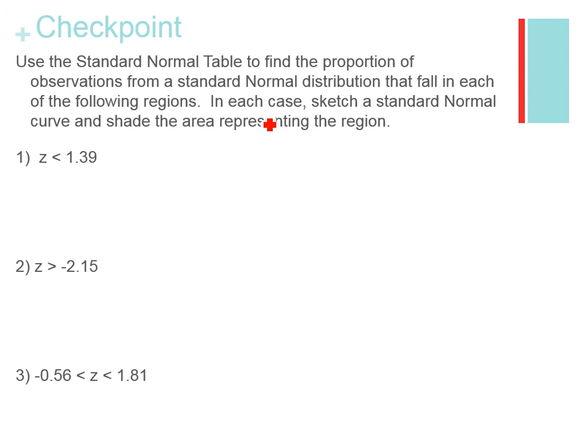So why don't you take a moment and try to do this on your own. It gives you some z-scores here, and it's asking you to sketch your standard normal curve and find the area under the normal curve for each of the given z-scores. And then there's another question here about the inverse norm. So take a moment and see what you can do with that on your own.